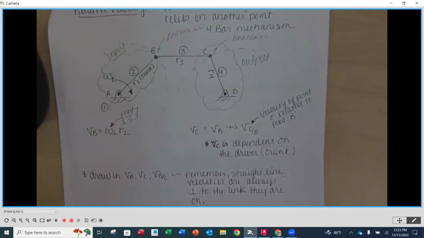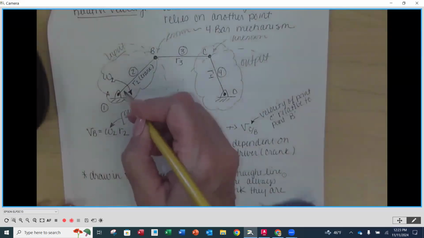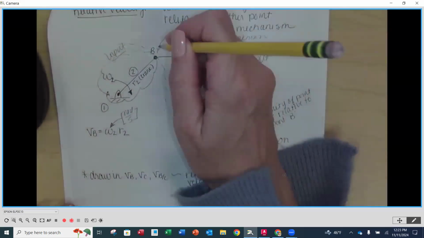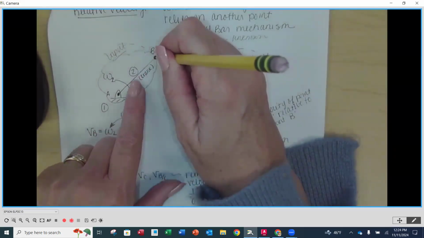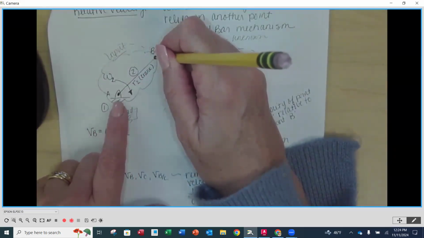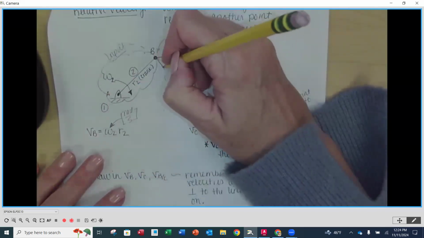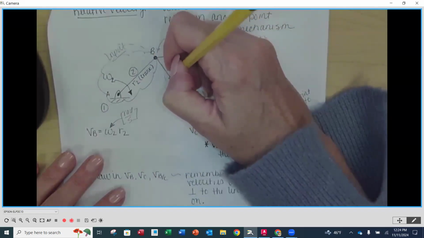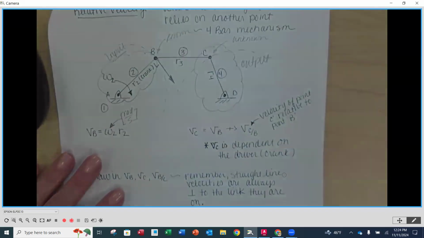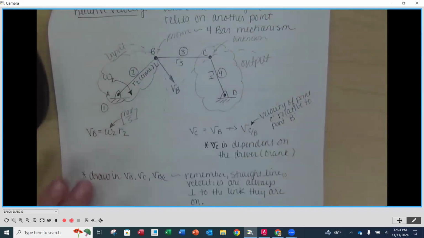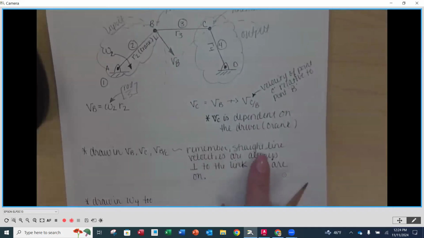So as you're thinking about this, it's going to be going in the direction of rotation and perpendicular back to its center of rotation. So if B is out here, the crank going back to A, that's its radius, okay? So that means that B is going to have a straight line velocity that will be perpendicular to link number 2 in the direction of rotation. And this would be our VB, okay? And I have that little note here. Remember, straight line velocities are always perpendicular to the length that they are on.